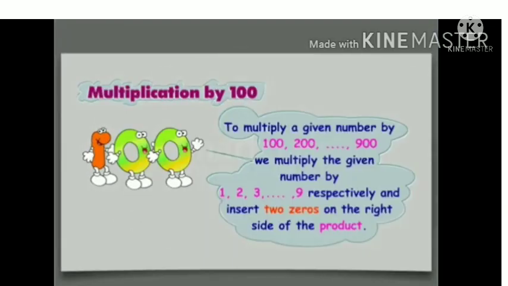To multiply a given number by 100, 200, 300 and so on till 900, multiply the given number by 1, 2, 3 and so on till 9 respectively, and insert 2 zeros on the right side of the product.